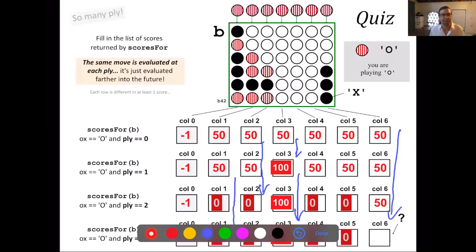Exactly right. Everybody hear that? We're trying to evaluate this block box, so we're thinking, what happens if I move in column six? Now, it's a dumb move, because you could just win and move in column three. But we're just hypothetically thinking, what happens if I didn't do that and I move in column six? That's what that box means. So we move in column six.